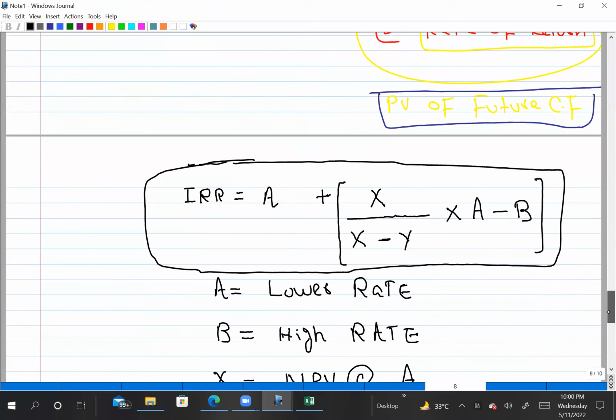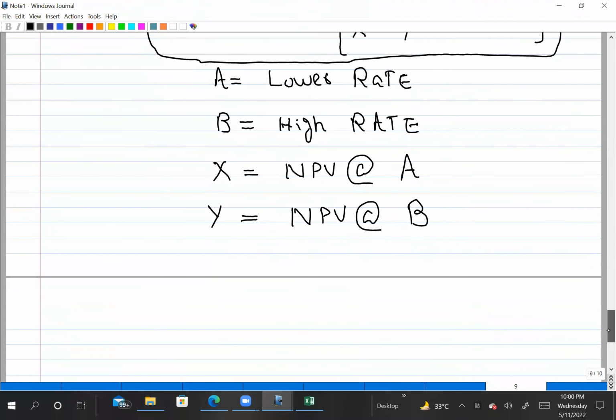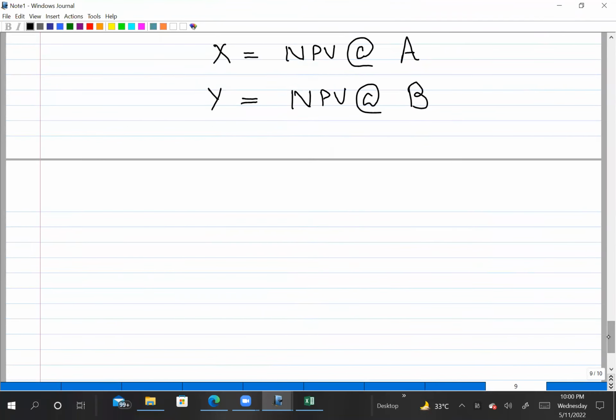Now, what is the decision rule here? What will be the decision rule in internal rate of return?